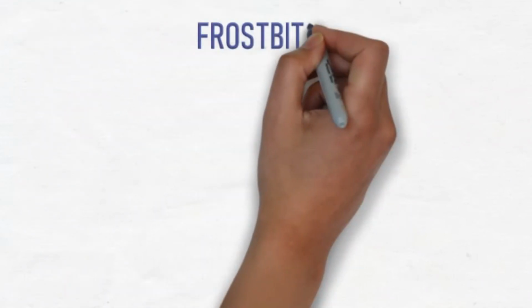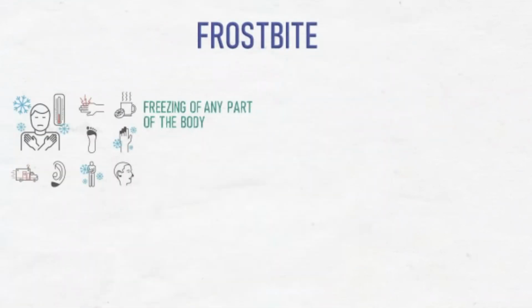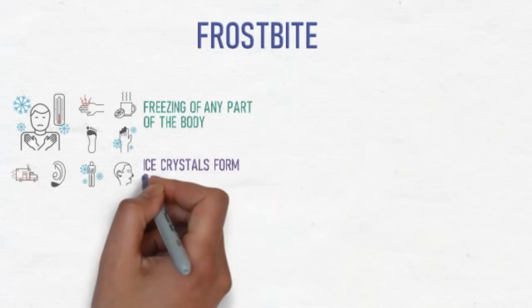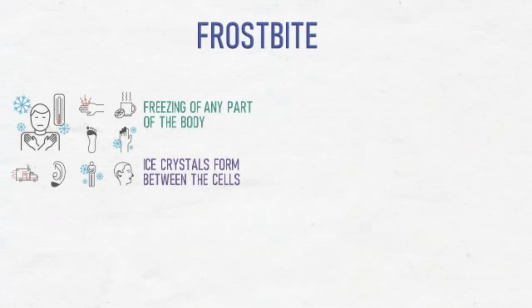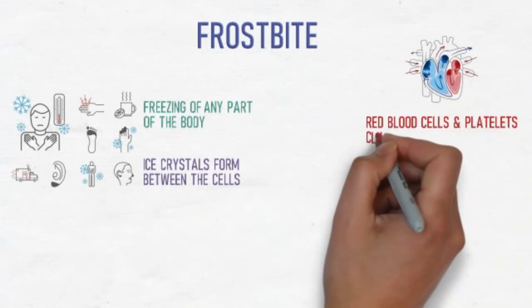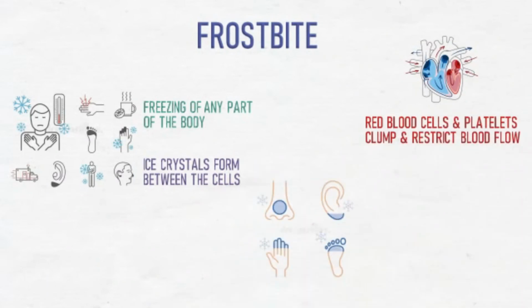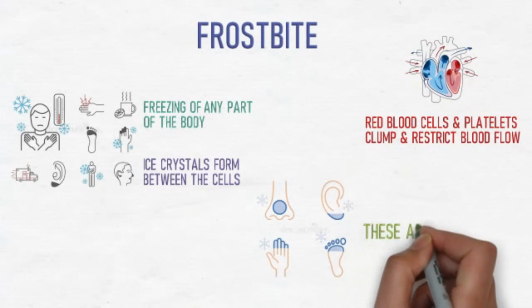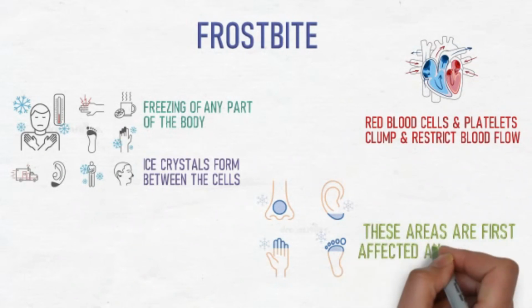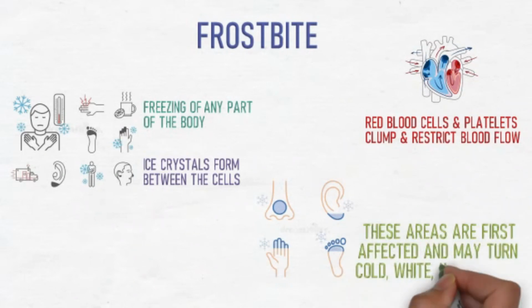Frostbite is the freezing of any part of the body. Here, ice crystals form within or between the cells. Red blood cells and platelets clump and restrict blood flow, especially in the ears, fingers, toes, and nose. These areas are usually the first affected and may turn cold, white, hard, and numb.